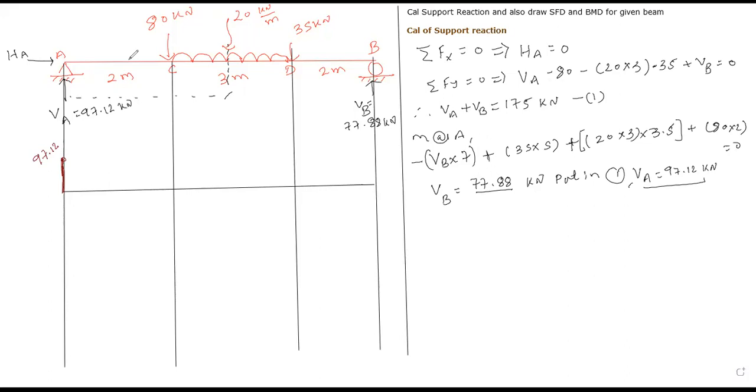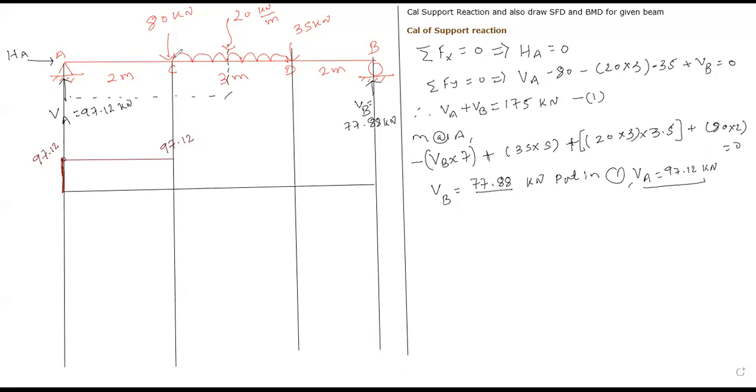Type in chat box. What is the nature of shear force diagram? Yes, good. Okay, straight horizontal line as we have discussed. So the nature of shear force diagram between A to C is a straight horizontal line. Let me draw a straight horizontal line. And our initial value is 97.12.